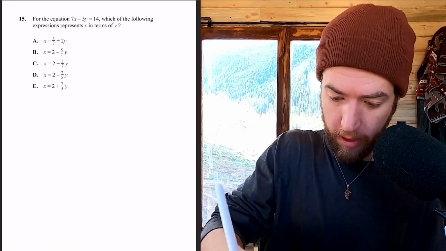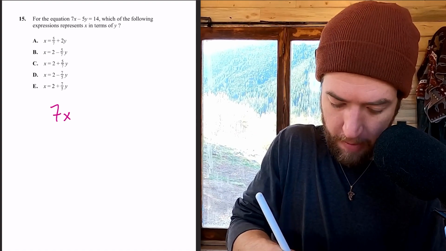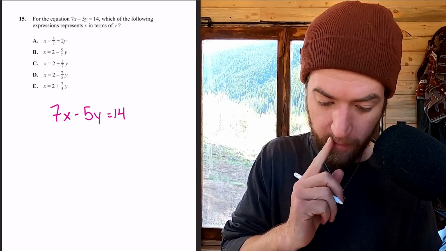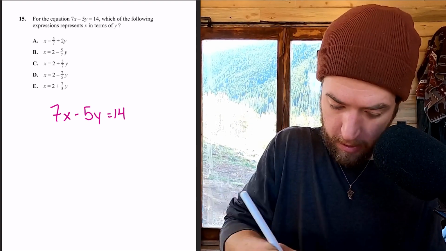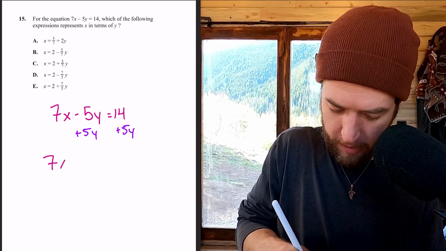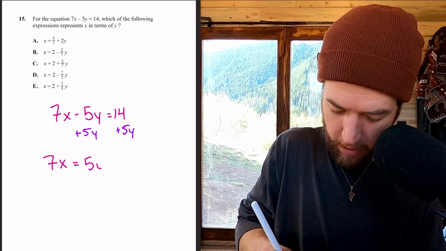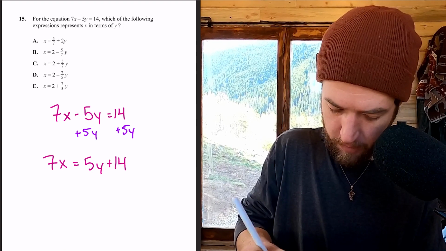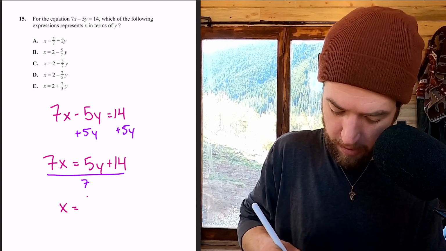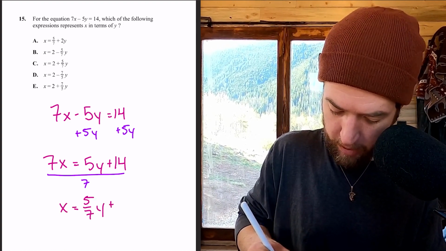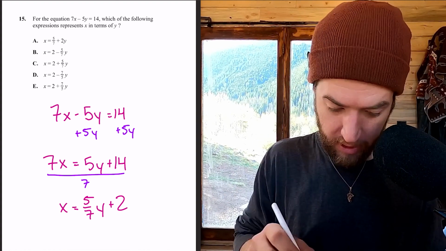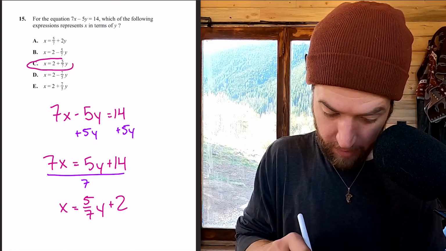For the equation 7x minus 5y equals 14, which of the following expressions represents x in terms of y? Okay, so just rearranging here, we have 7x minus 5y equals 14. We want to solve for x in terms of y. So let's add 5y to both sides, and we're going to get 7x equals 5y plus 14. And then we'll divide by 7 on both sides. We're going to get x equals 5 sevenths y plus 14 sevenths, which is 2. And so we have 2 plus 5 sevenths y. Answer C.